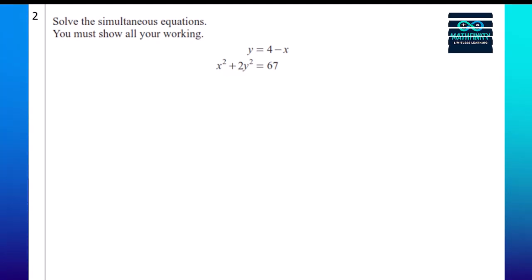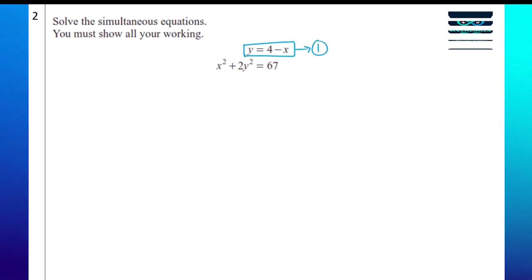Question number 2: solve the simultaneous equation. You must show all your working. Again, we can see one is a linear equation. The first one is the linear equation, and from the linear equation, one variable is already separated.